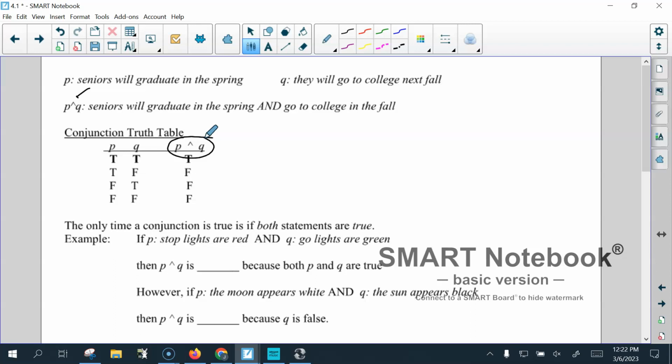So if P and Q are true, then the overall statement is true. But notice, if I have one false or two falses, it ends up being false. Okay? So this is very important right here. This is kind of a summary of that. The only time a conjunction, and we're only talking about conjunction here, is true is if both statements are true. So any falsehood ruins the whole thing because we're saying this and that. It's very strong. This has to happen and this has to happen. So for the whole thing to be true, both things have to happen.